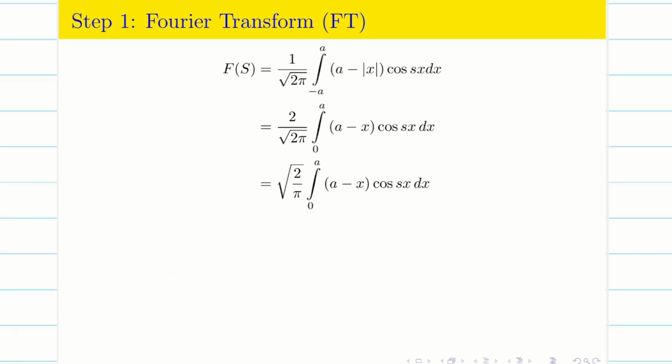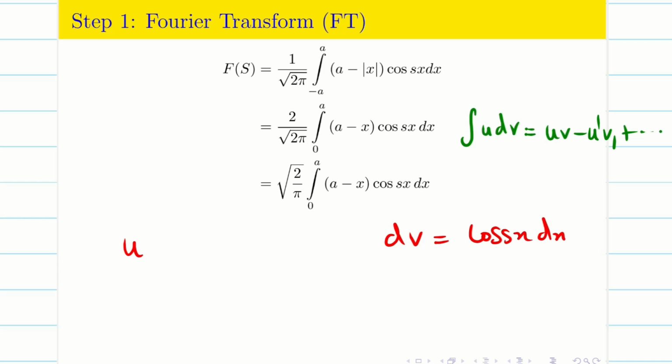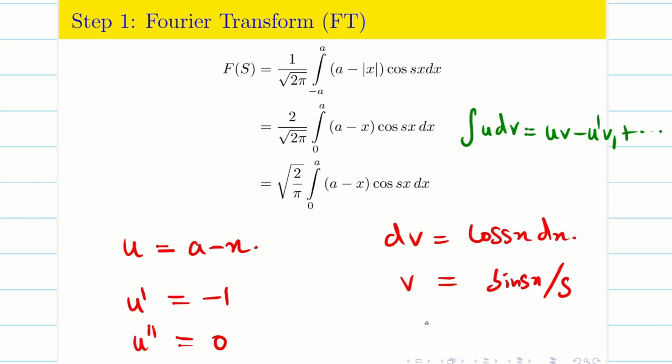Remaining things are the same. Now we have to apply Bernoulli's formula: integral u dv is equal to uv minus u dash v1 and so on. Take the non-differentiating term as dv, that is cos sx dx, and u as a minus x. My u dash is going to be minus 1, and u double dash is 0. Integrating dv, I'll be getting sin sx by s. Integrating v, again I'll get minus cos sx by s square. Now as usual, substituting the limits, we'll be getting the answer.